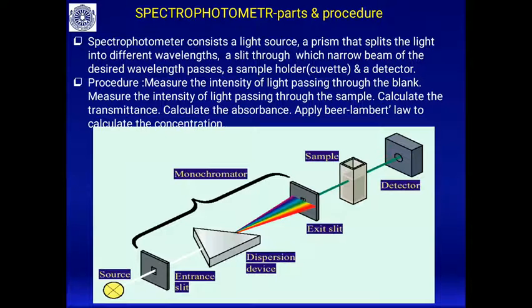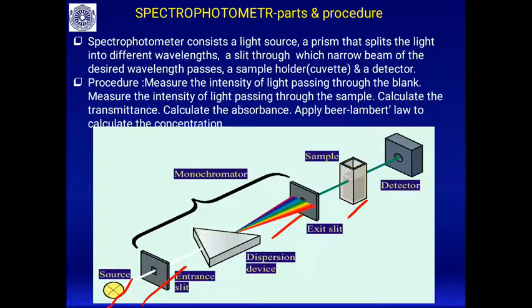Now the principle: what are the parts of the spectrophotometer? It consists of a light source. This light source passes through an entrance slit and falls on the prism. The prism splits the light into different wavelengths, as you will see here, and a slit through which a narrow beam of the desired wavelength passes.